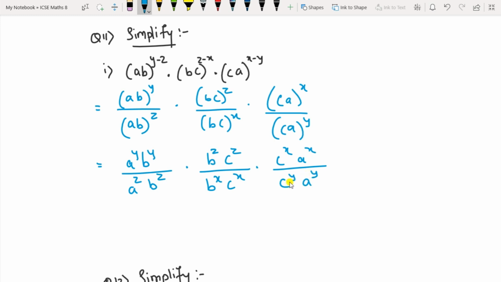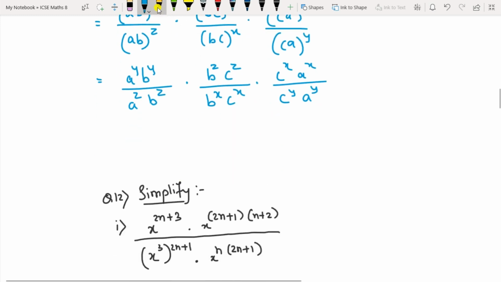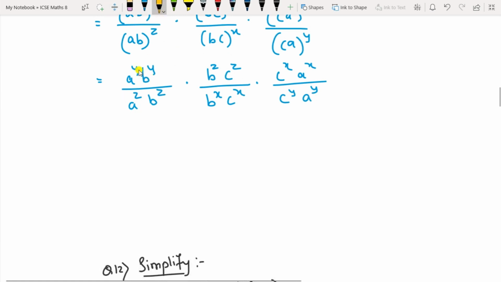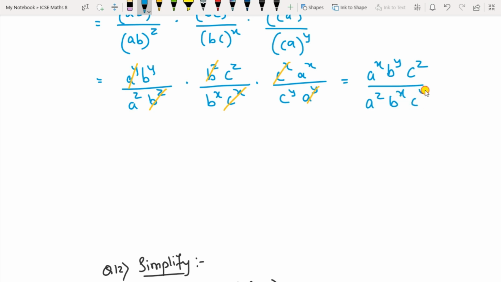Okay, so now here you can see the thing that gets cancelled: a raised to y gets cancelled with a raised to y, then b raised to z you are not having, then c raised to x, c raised to x, and b raised to z gets cancelled with b raised to z. So the remaining thing is a raised to x, b raised to y, and c raised to z, and in the denominator it is a raised to z, b raised to x, and c raised to y.